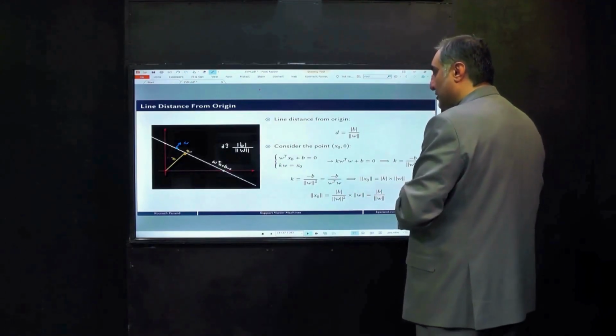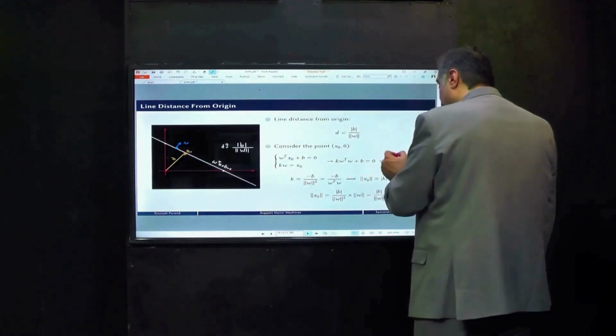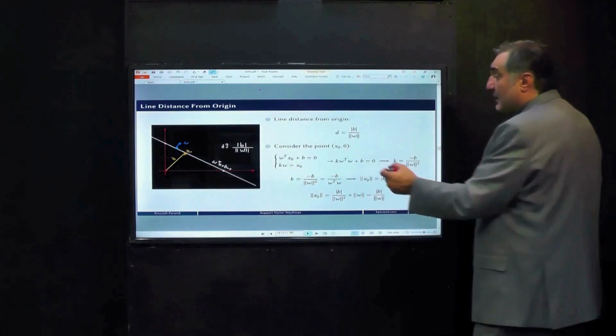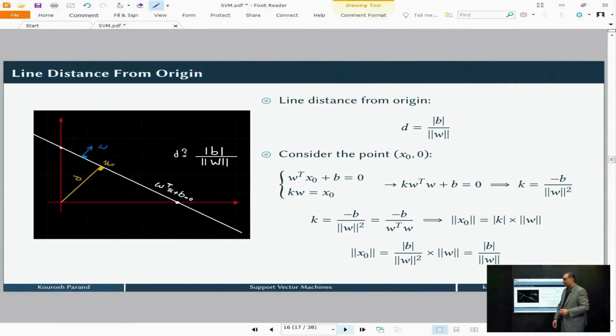So what was the goal? Everyone, the goal was to find k. So we move this to the other side, and it becomes negative b divided by w transpose w. As you know from linear algebra, w transpose w is the same as the norm 2 of w squared, right? So you have k equals negative b over w transpose w, and we substitute the norm 2 of w squared. Okay, so k takes this form.